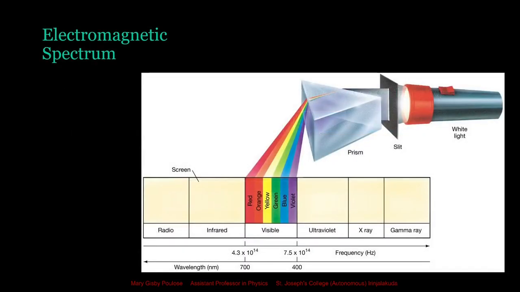Now, this picture shows the electromagnetic spectrum. The electromagnetic spectrum is a very broad range of wavelengths, ranging from cosmic rays, gamma rays, X-rays, ultraviolet rays, visible light, infrared rays, microwaves, and radio waves. In that, what we see comes only in the visible light range. Okay, that has a spectrum of VIBGYOR colors.